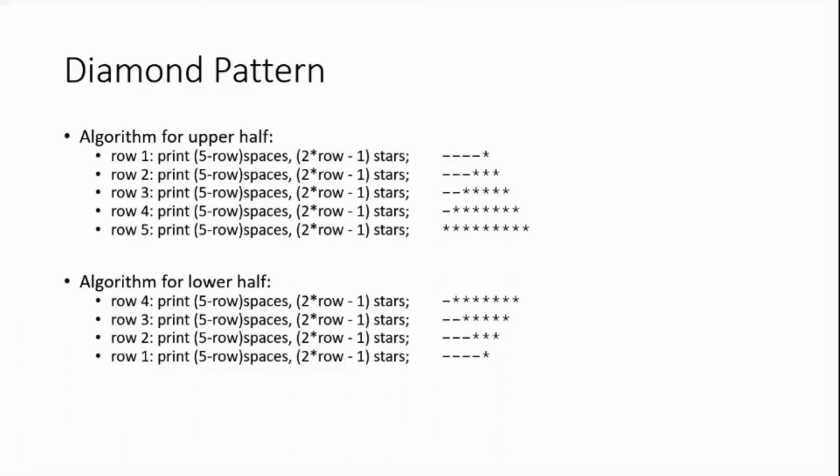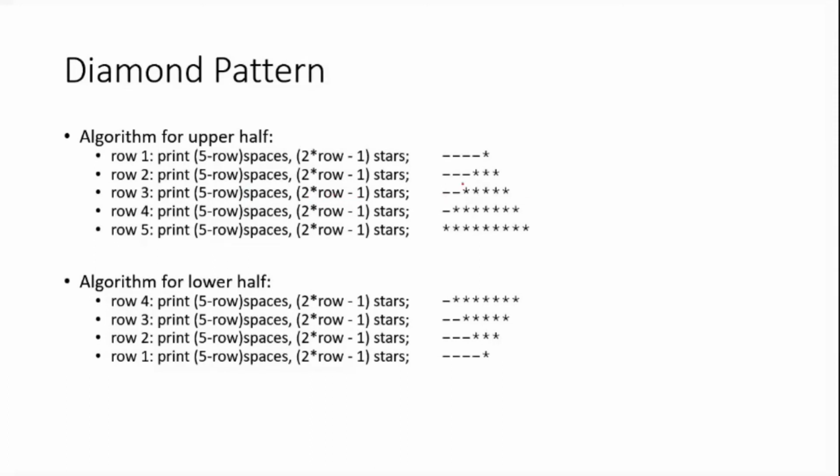In the second row, print 5 minus row, 5 minus 2, that is 3 spaces, and 2 into row, row is again 2 here, so 2 into 2 is 4, 4 minus 1 is 3 stars. So 3 spaces and 3 stars. In the row 3, print 5 minus row spaces. Row here is 3, so 5 minus 3 is 2 spaces. And 2 into 3 is 6, 6 minus 1 is 5.